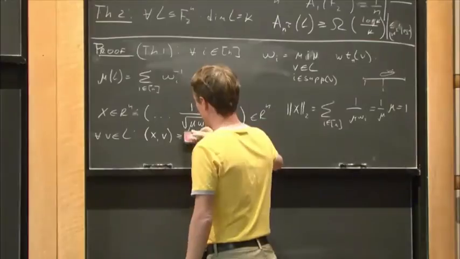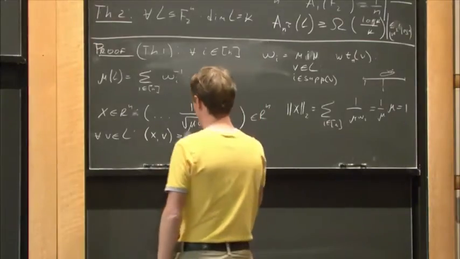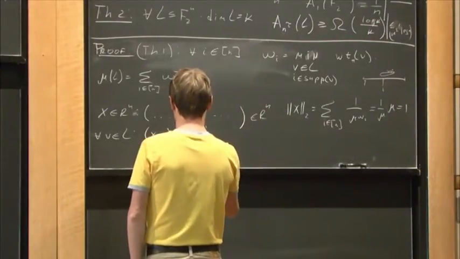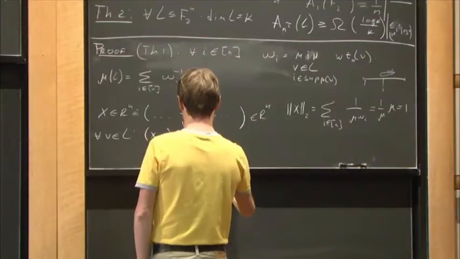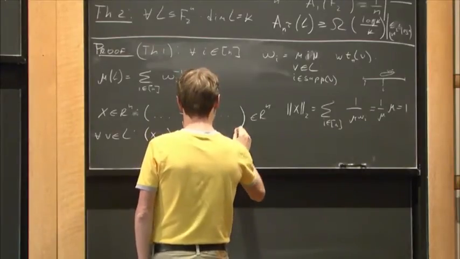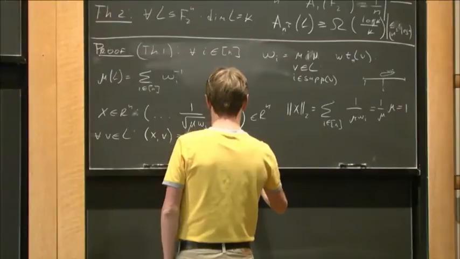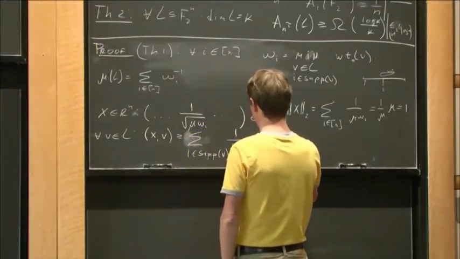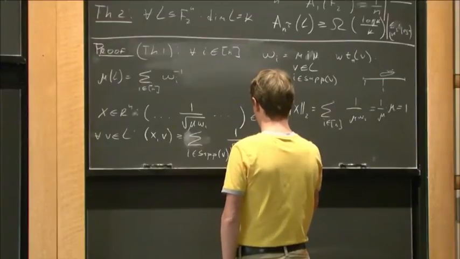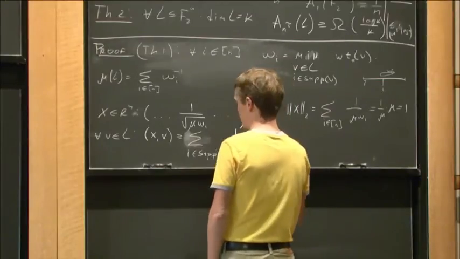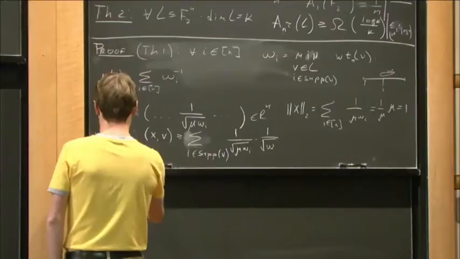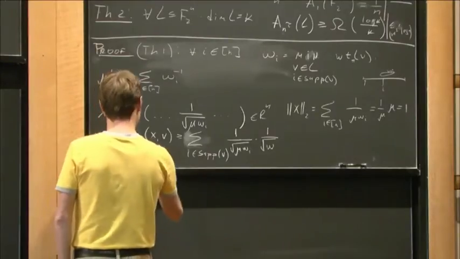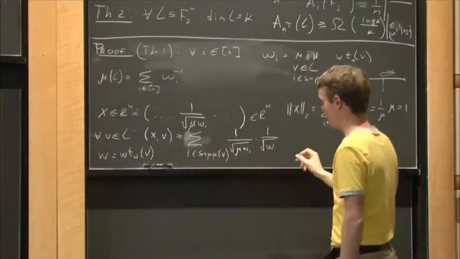So what can we say about this product? Well, it's the sum over all i in the support of v of 1 over square root of mu W sub i, times, well, what do we have in v? Let's say that w is the Hamming weight of v. Then I put here 1 over square root w.